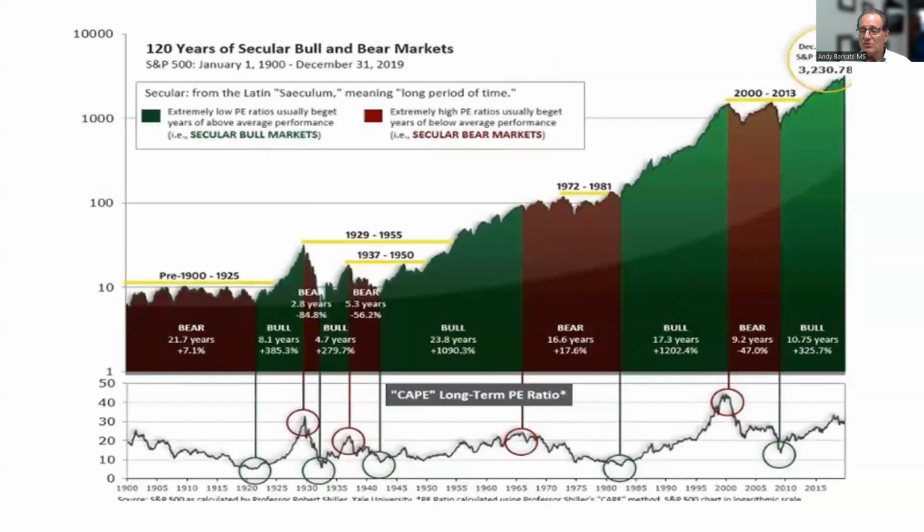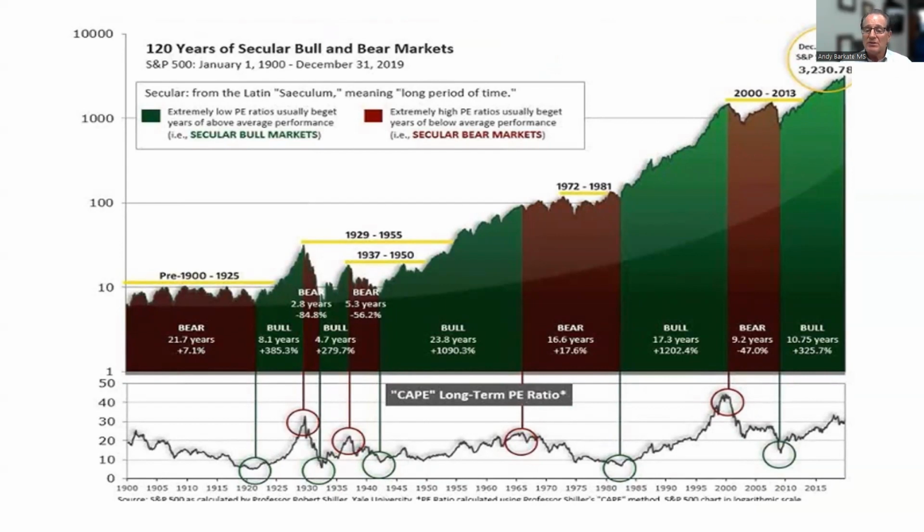Now, this is about a 120-year chart of the market. And you can see there's definitely defined periods of time where the market increases, which are in the green, and there's definitely long periods of time where the market either declines or goes flat. And the reason I show you this is they're pretty much arbitrary.